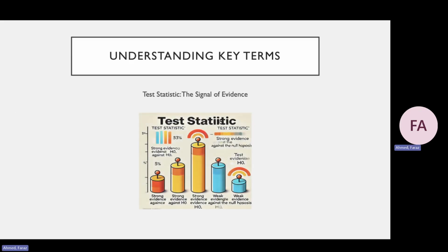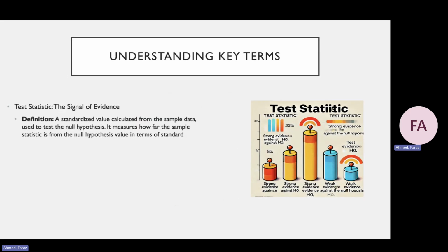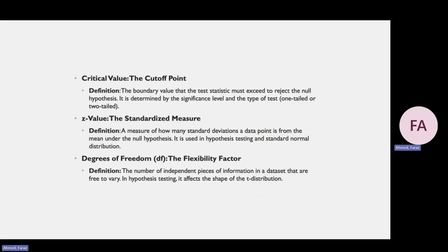The next is the test statistic. The test statistic is like the strength of the signal in our data. It summarizes how far the sample statistic, like the mean, is from what the null hypothesis predicts in terms of standard error. The larger the test statistic, the stronger the signal against the null hypothesis. Here are a few other key important terms that we use in hypothesis testing.